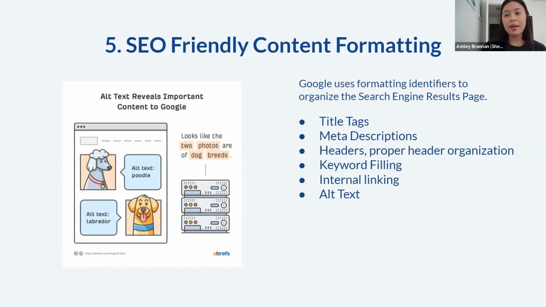A couple other things that might help you in terms of SEO formatting and getting your content to rank is internal linking, making sure that you're linking back to other related resources that live on your website, and alt text.